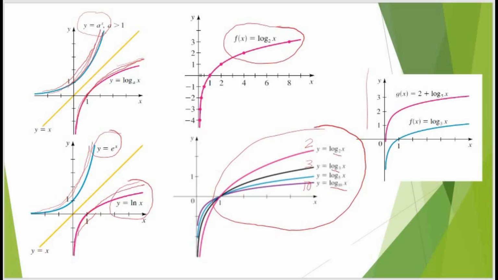Now we have here another graph. This is a graph for a logarithmic function with base 5, and if we have another graph with plus 2, then this must be plotted above our previous function.